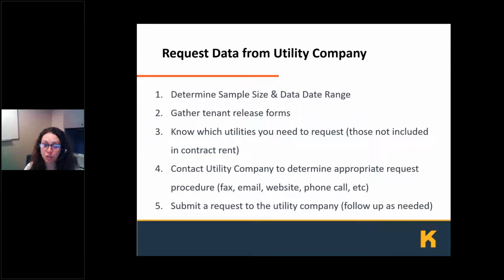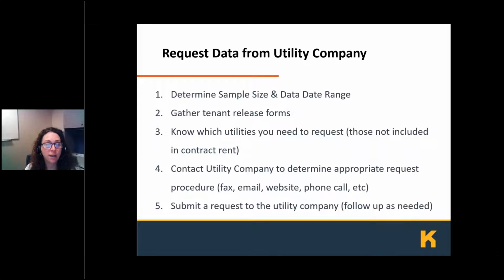You will need to know which utilities you'll need to request. So we'll touch on that a little bit later. If you have just electric, of course, you'll just ask for electric data. If you have both, you'll want to request both. And remember, these are the utilities that your tenants pay for, not the ones that are included in your rent.